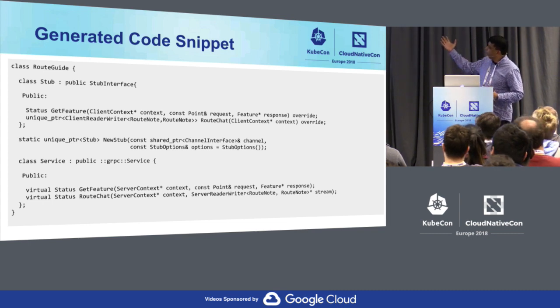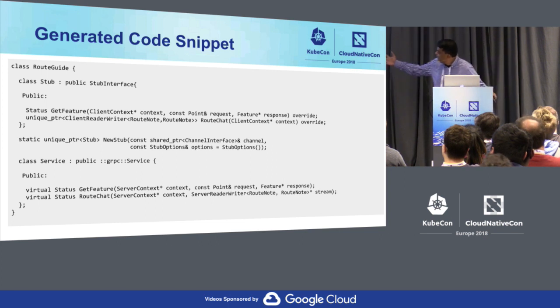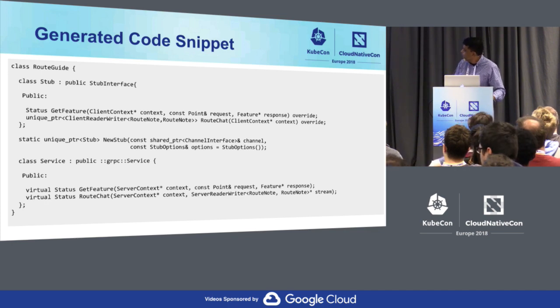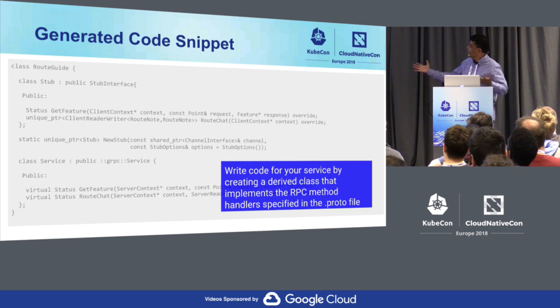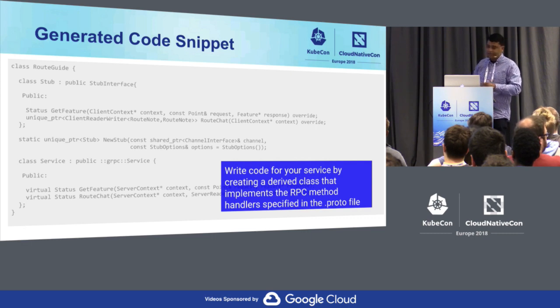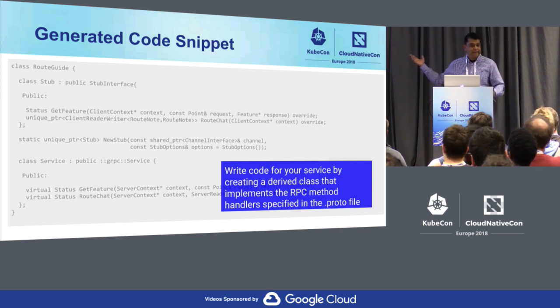So what does it look like? I ran this on C++ with a C++ option, and I got a service object and I got a stub object. The stub, I'll talk more about a little bit later. So what do I do from here? I wrote my proto, I ran the compiler, I got this. Then I write my application code for the service, creating a derived class from this class, and implement some handlers in that RPC class. So that service has a bunch of handlers that I can extend, and that builds my service.